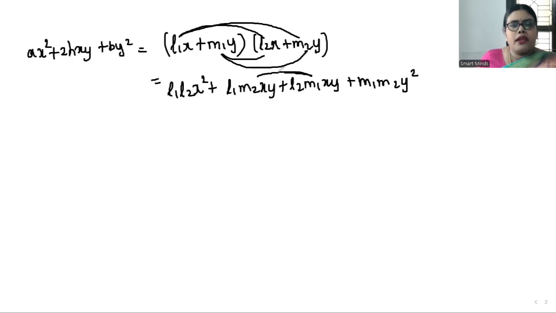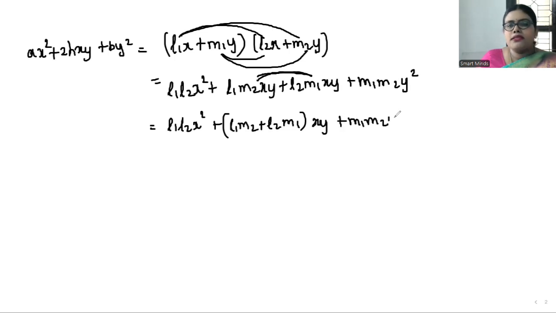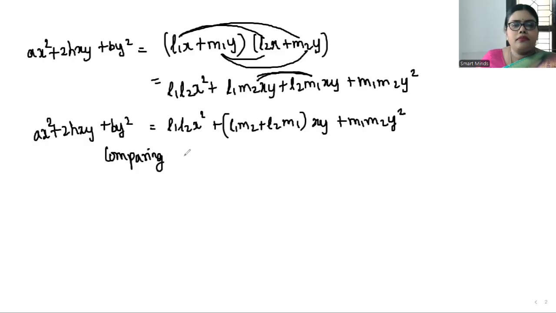Now from these two we can take xy common. So l1 l2 x square plus, if I take xy common, l1 m2 plus l2 m1 into xy plus m1 m2 y square. On the left hand side you have ax square plus 2hxy plus by square. Now comparing on both sides, you will get a is equal to l1 l2, 2h is equal to l1 m2 plus l2 m1, b is equal to m1 m2.